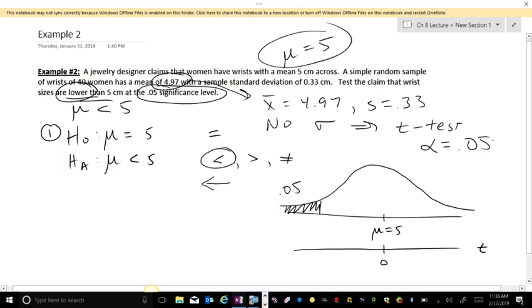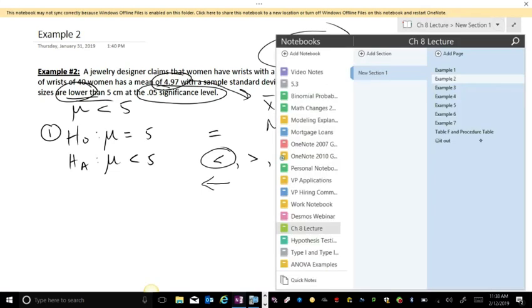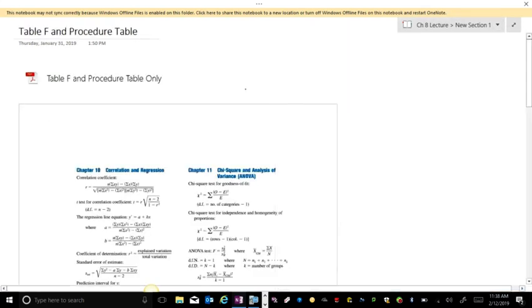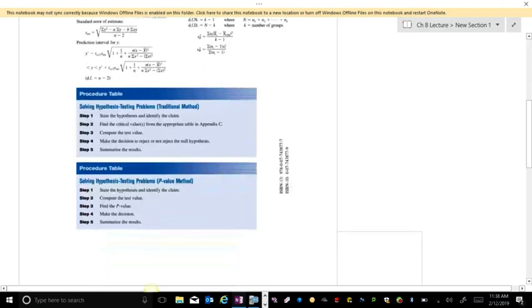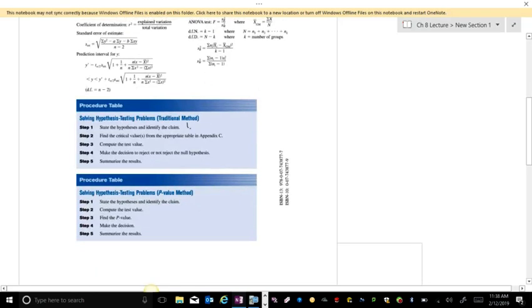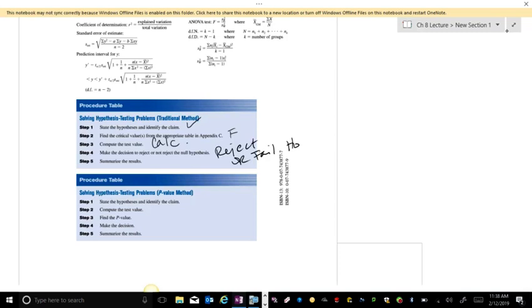I'm going to be going through the 5-step traditional method. So if I go to that procedure table, we've got the hypotheses. We're going to find that critical value next, and we're going to use table F to find the critical value. We'll use the test value. We'll find that using the calculator, and then we'll make the decision, which is either to reject or fail to reject the null hypothesis. And then finally, the summary will be to answer the original question. So I'm ready to find that critical value.